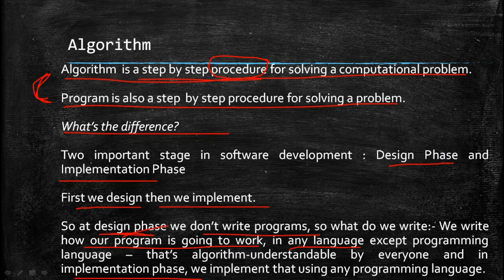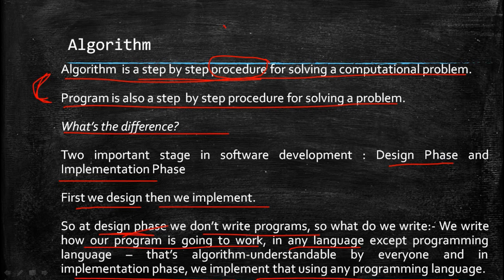We just write how our program is going to work. Now at the implementation phase, we just implement that using any programming language. और implementation phase में हम लोग उसे किसी भी programming language में लिख कर implement कर सकते हैं. So there are two important phases: design phase and implementation phase. At design phase, we just write how our program is going to work, and at implementation phase, we write that program using any programming languages.